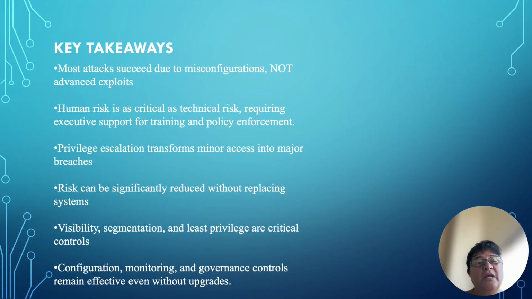So our key takeaways are: most attacks succeed due to misconfigurations, not advanced exploits. Human risk is as critical as technical risk, requiring executive support for training and policy enforcement. Privilege escalation transforms minor access into major breaches. Risk can be significantly reduced without replacing systems. Visibility, segmentation, and least privilege are critical controls. Configuration monitoring and governance controls remain effective even without upgrades.